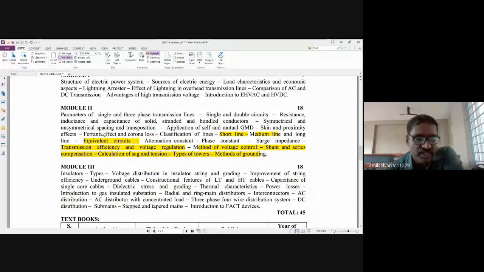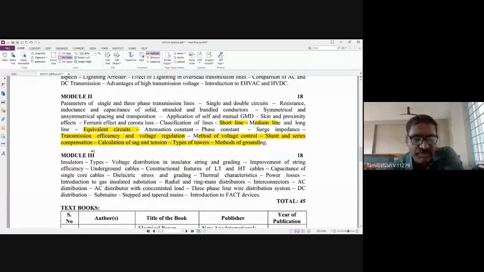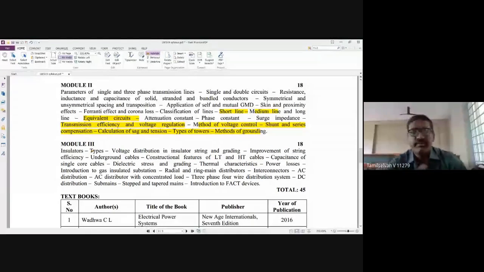From today's session we are going to start with module 3. The first half of module 3 covers the insulators we use in our overhead transmission line, and the other type of transmission, which is the cable. Because we have seen the overhead transmission line, we can also use underground cables to transmit the power. First we are going to see the types of insulator.